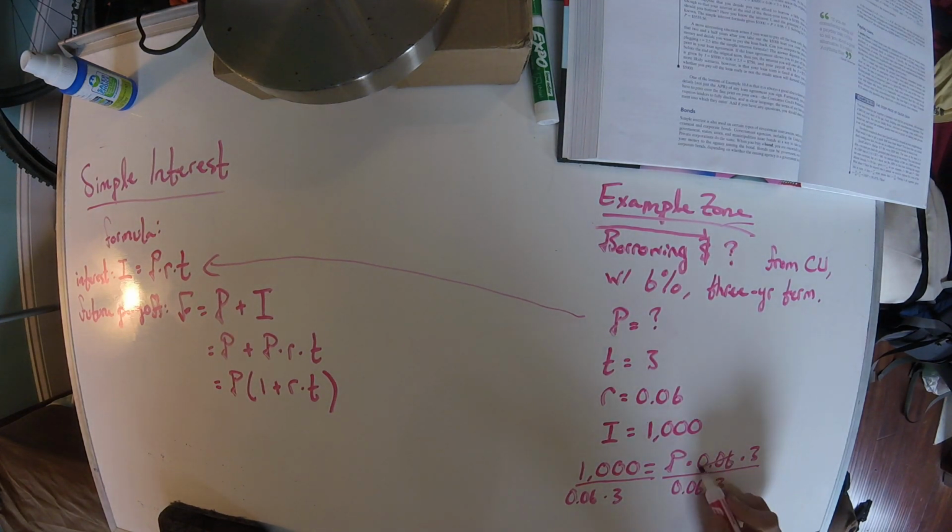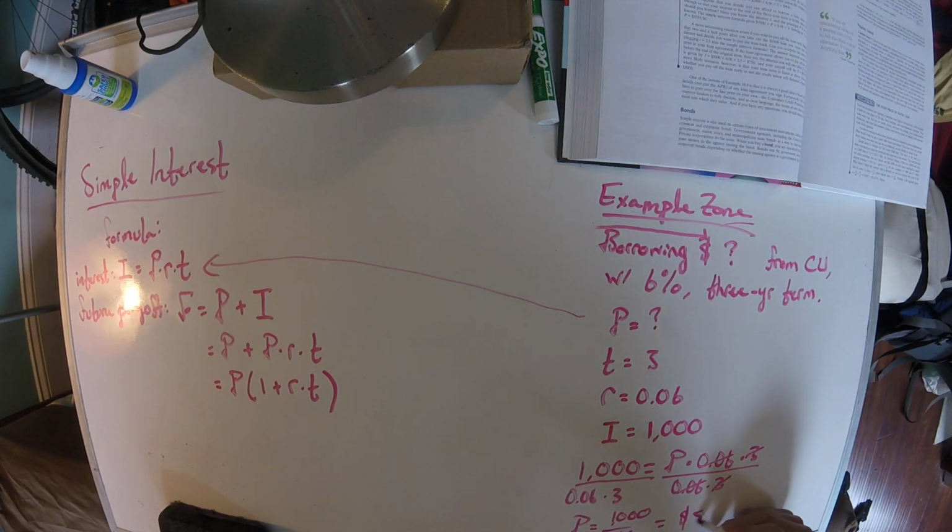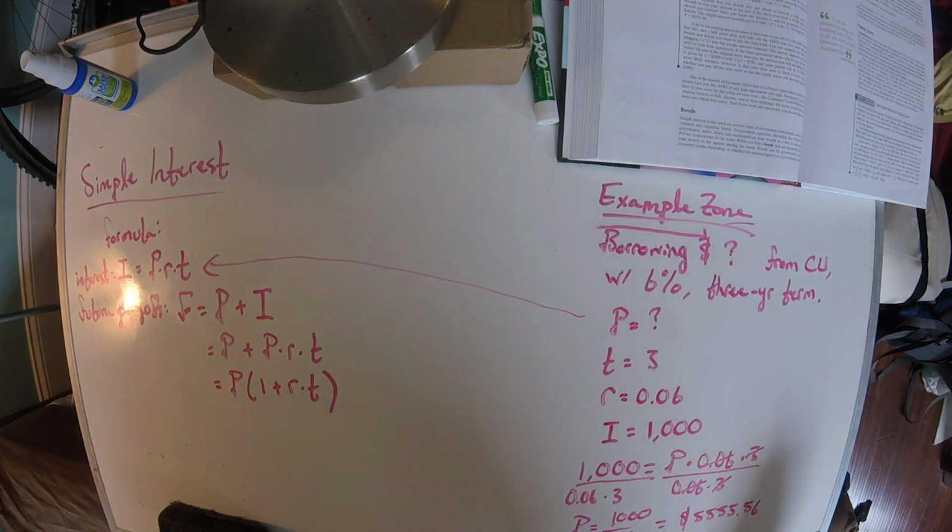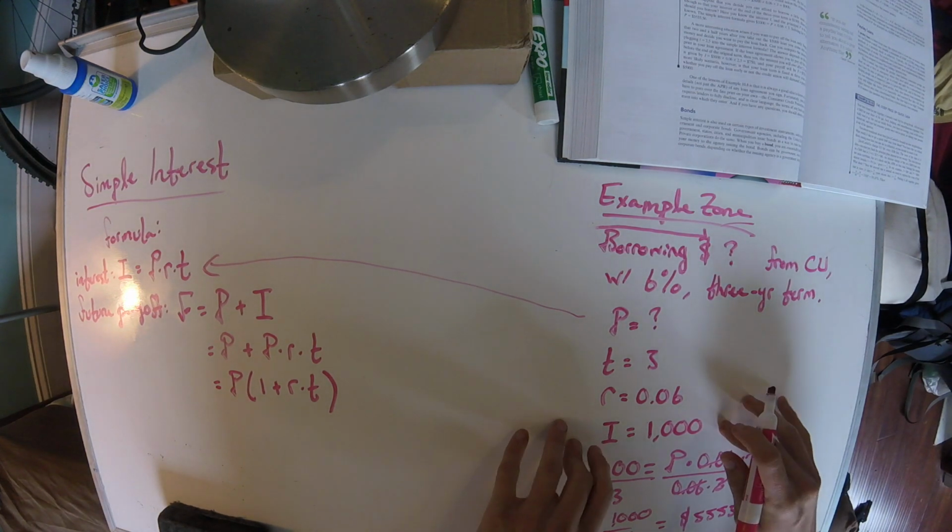Now we've got that these things cancel, of course, on the bottom and top of this fraction. And we've got that P is equal to 1,000 over 0.06, which is equal to, rounded off, $5,555.56. And so this is the amount of money that we would have to borrow for the interest to be equal to 1,000 at the end.